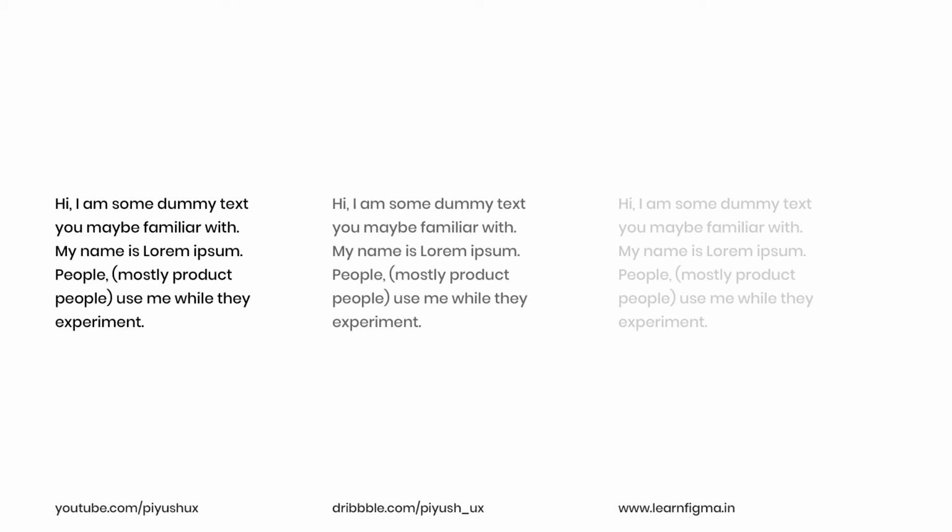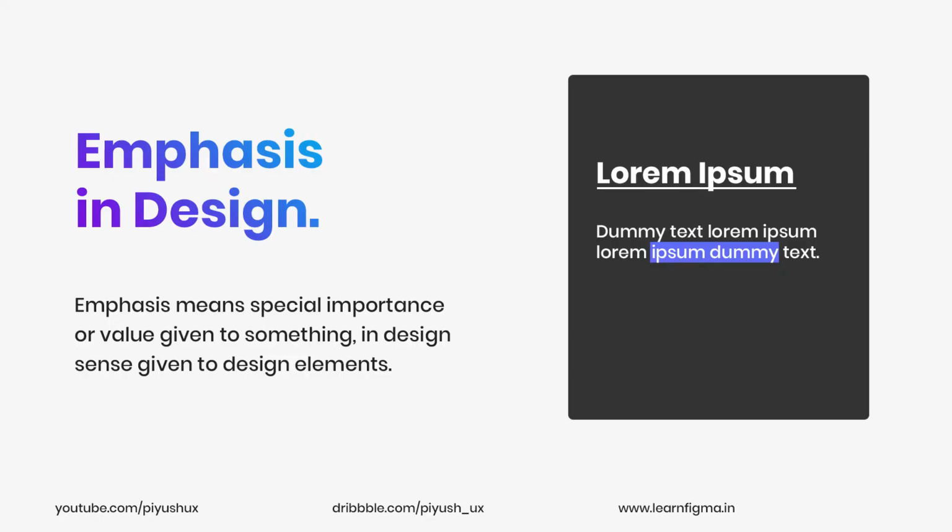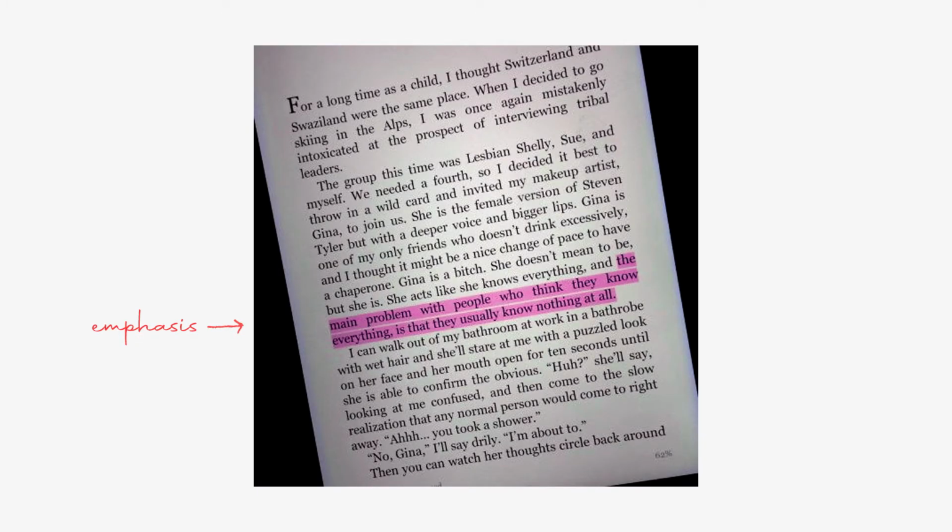The next topic is emphasis. Emphasis means special importance or value given to something. In design sense, given to design elements. This is emphasis. Remember we used to draw lines on our textbooks or use a highlighter to highlight a specific point? That is a working example of emphasis we all can relate to. It's also kinda like standing out and grabbing the user's attention.